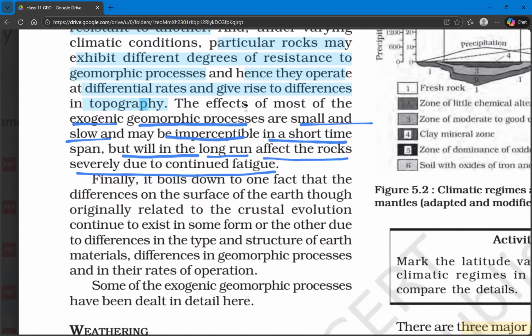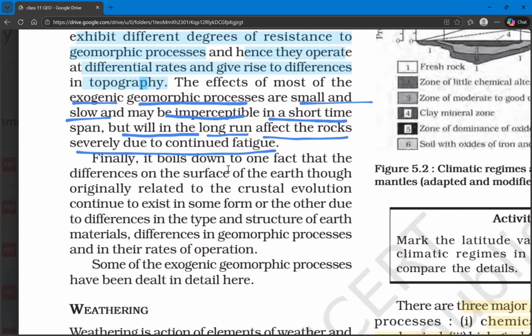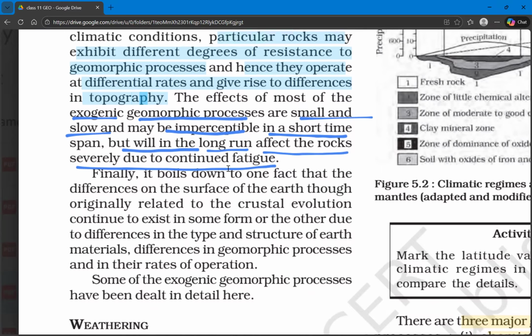The effects of most of the denudational processes are small and slow and may be imperceptible in a short time. So what happens in a short time, the effect of these processes may be slow and small, and it cannot be seen. Imperceptible means that it cannot be noticed, but in the long run, it will affect the rock severely due to continued fatigue. So in the short run, it is imperceptible, but in the long run, it can severely affect the rocks.